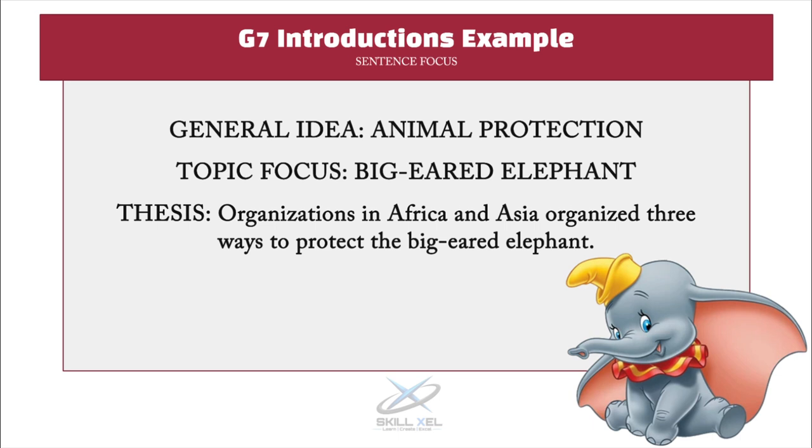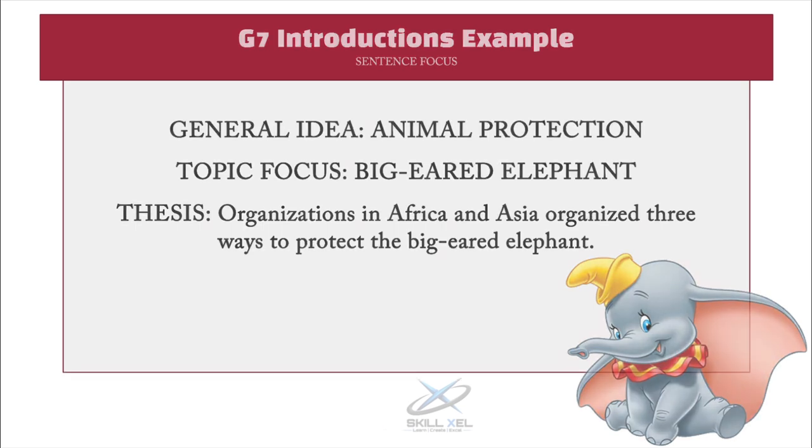Which countries in Africa or Asia, you ask? That will become more specific in the topic as you develop it through the body. And then, of course, what are the 3 ways? Well, if you're writing a 3 paragraph paper, like an essay, then each paragraph will touch upon one of those 3 ways to protect the elephant. But the elephant will appear in every sentence of every paragraph, or at least in some form, as a pronoun or the word animal, like a common noun or something like that.